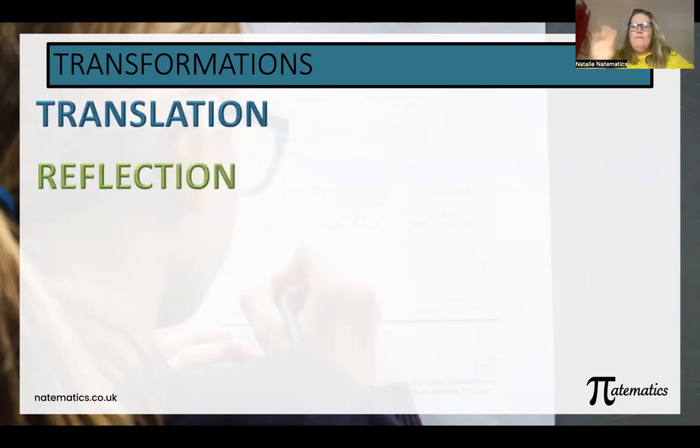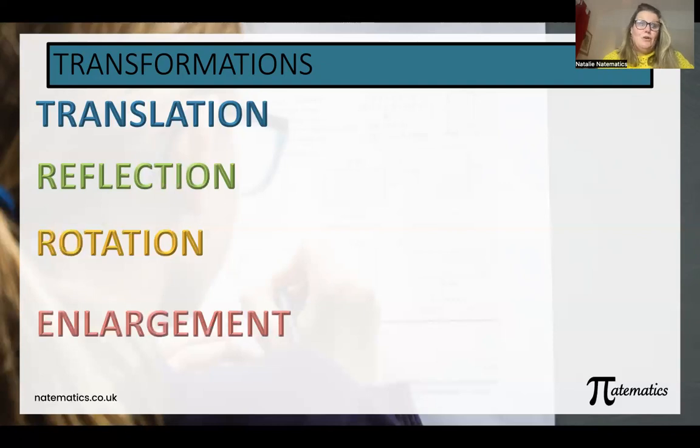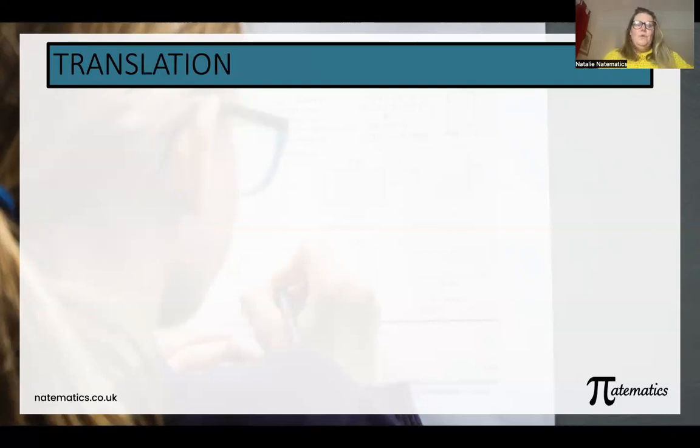So there are 4 different ones. As soon as you see a question about transformations, you think, okay, so is it a translation? Is it a reflection? Is it a rotation? Or is it an enlargement? So let's go through each of those individually.